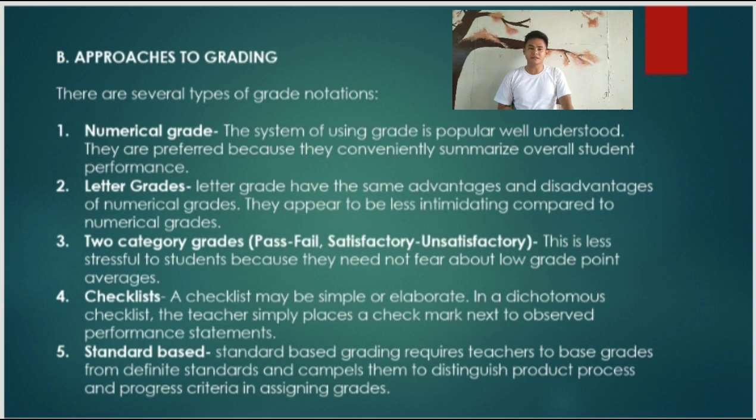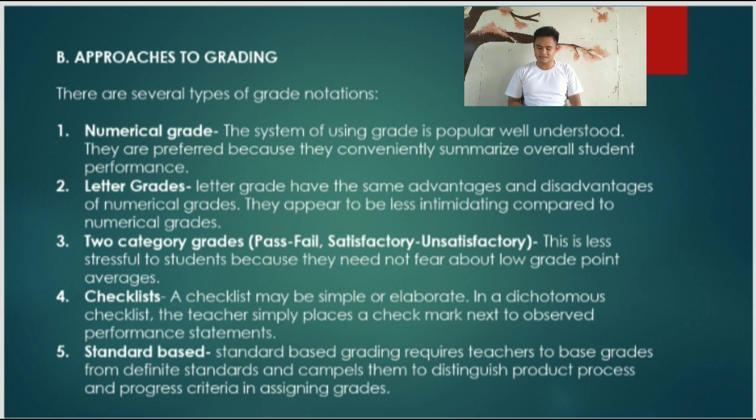The third type is two-way category grades: pass, fail, then satisfactory and unsatisfactory. This type of approach to grading is less stressful for students because they don't need to feel pressure about grade point averages, but some students may tend to aspire, meaning to say they want to accomplish a particular goal for a minimum level of competence to pass the subject. This system of grading provides students a strong work point.